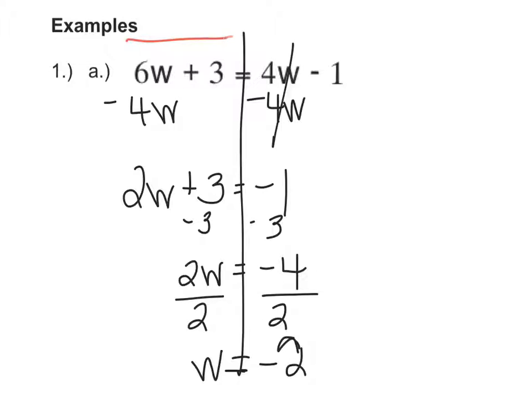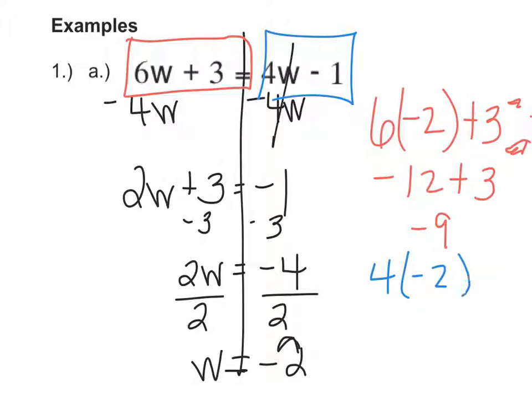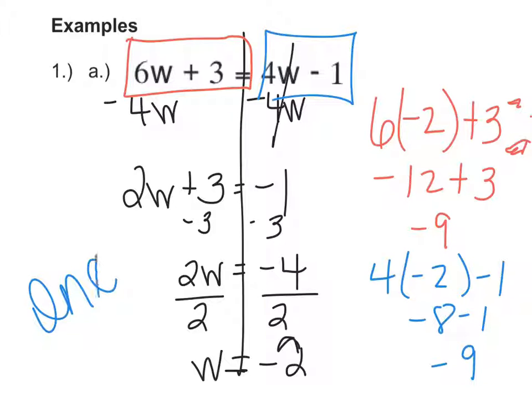Now what we're saying is this is going to make both sides true. So if I look at just the left side, 6 times negative 2 plus 3. Well, that's negative 12 plus 3, which is going to be negative 9. And then if I look at the right side, 4 times negative 2 minus 1, negative 8 minus 1 is also negative 9. So what you're essentially saying is these sides of the equation are equal, and negative 2 is what's going to make them the same. So this one is one solution.